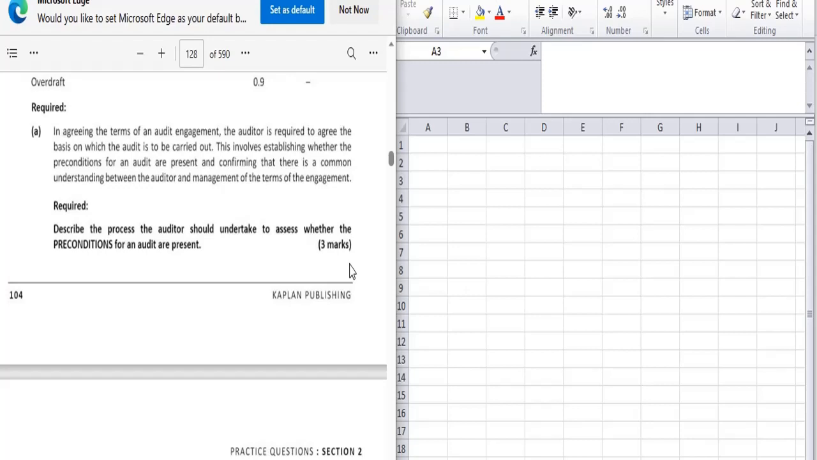So these are the preconditions that should be present. You can find this in the book, in chapter 4. Let me check the page number. Yes, it's on page 96 of the Kaplan kit. You can check there for part A.